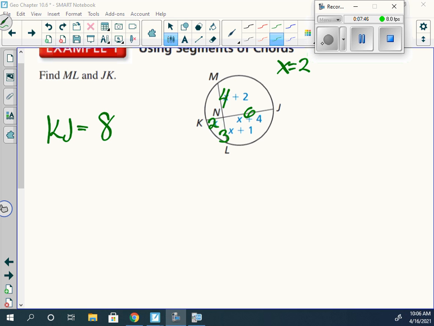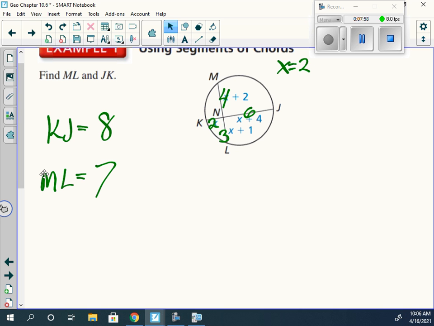now the other segment is ML. Well, part of M is 4, the other part is 3. 4 and 3 is, and that would be it. Those would be our lengths. Any questions on this here? Okay.